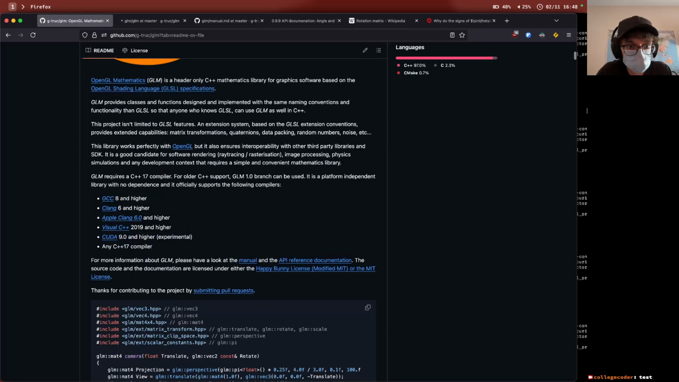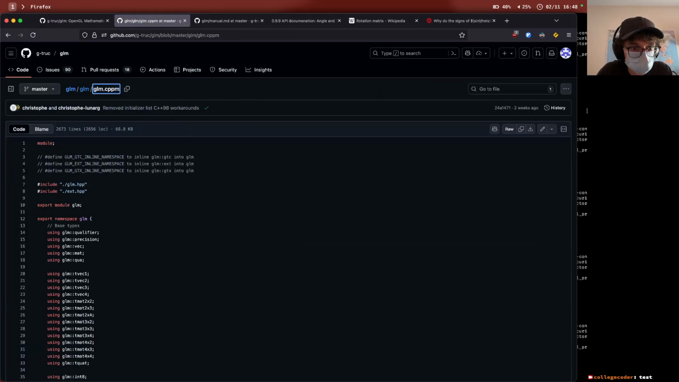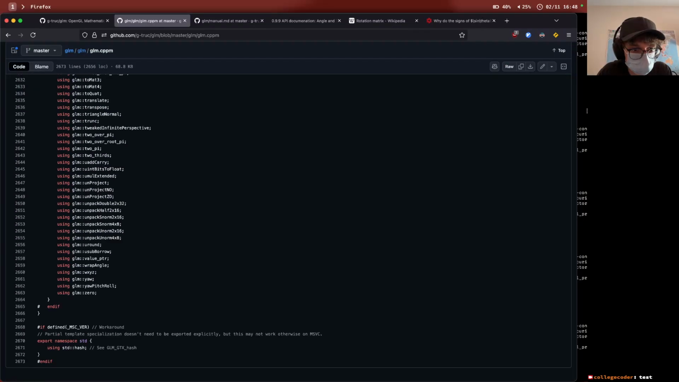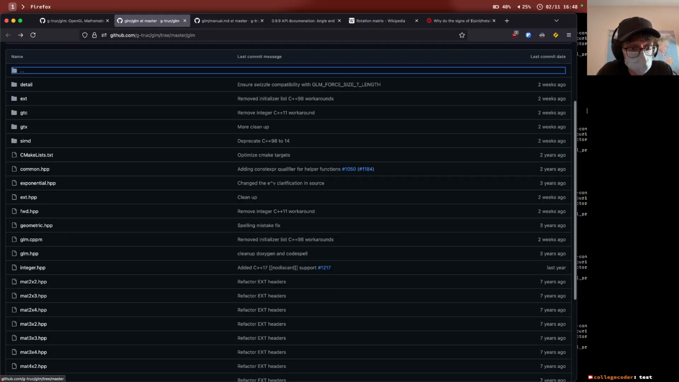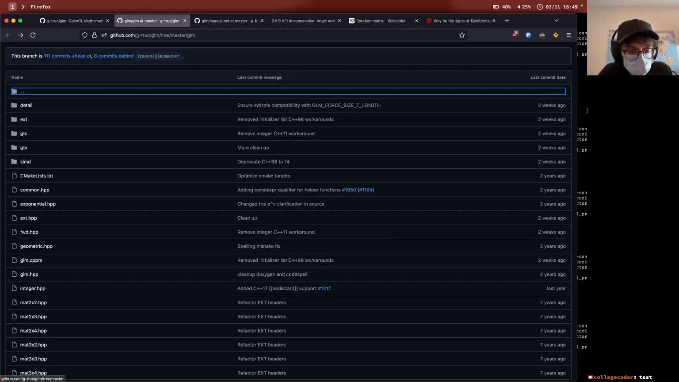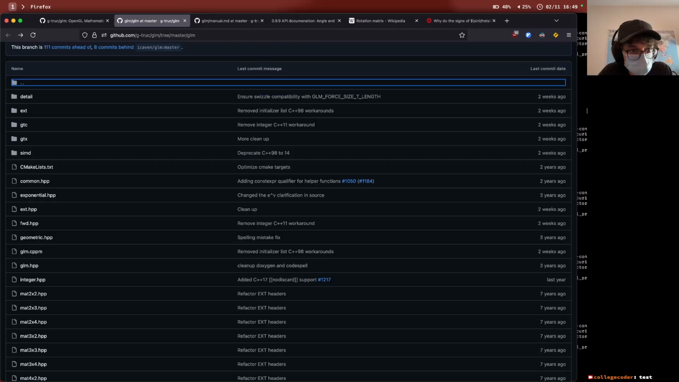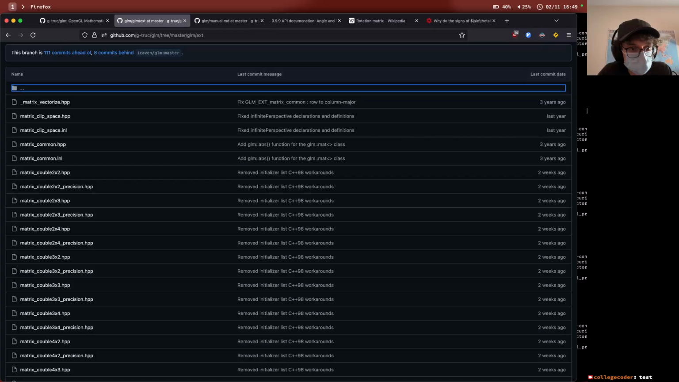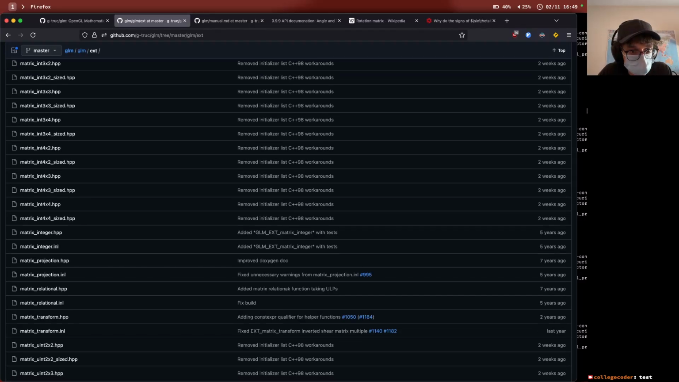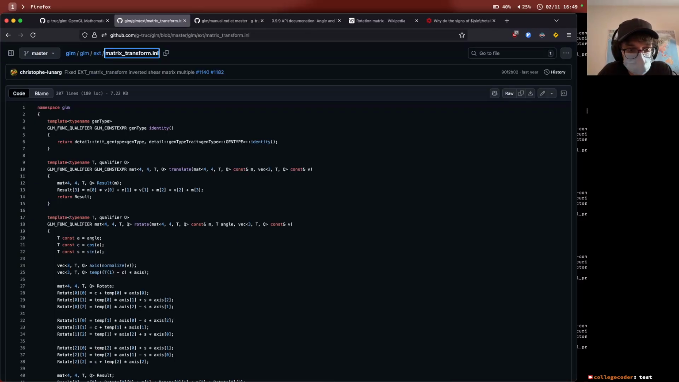So let's look up the repo. Oh, what the hell is this? Alright, sure, whatever. What I need is the rotation implementation, which I believe is either in ext or somewhere else. I think it's in matrix_transform.inl, which should be right there. Here's the implementation as a matrix transform.